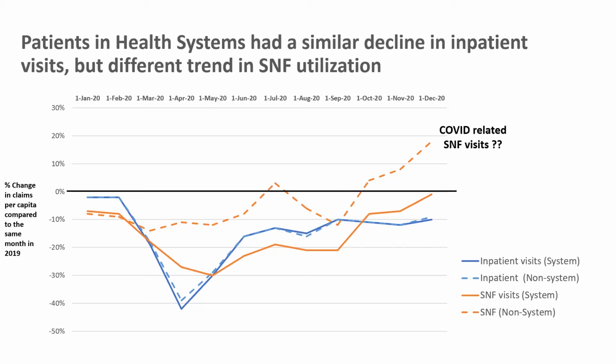But the interesting thing here is the difference between them. The other point about it is that some of the non-system patients' skilled nursing facility use may be for COVID. And so we want to take this and separate out the COVID part of this from the non-COVID part and see what's going on with that.